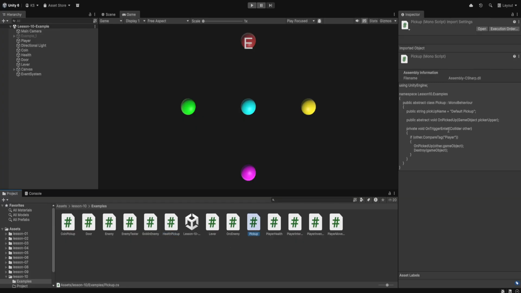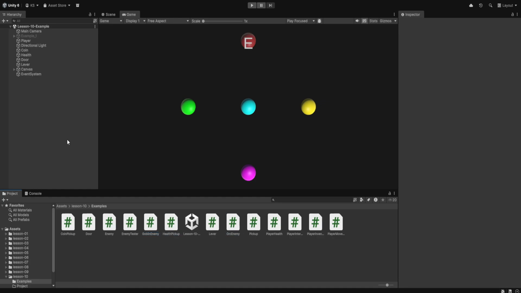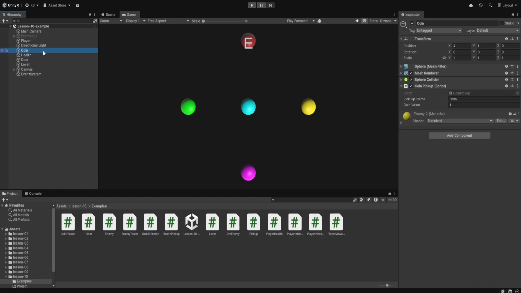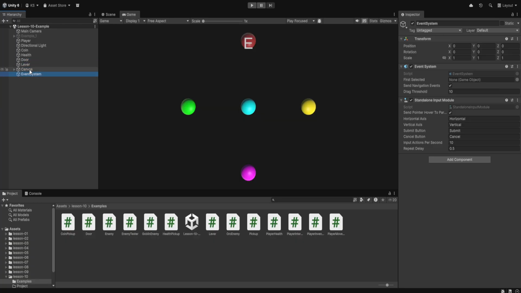So how each pickup is going to behave: they are going to directly collide with the player, and the player is going to update the respective status. So we have the coin and the health. The coin increases the coin amount, and the health increases the health amount.